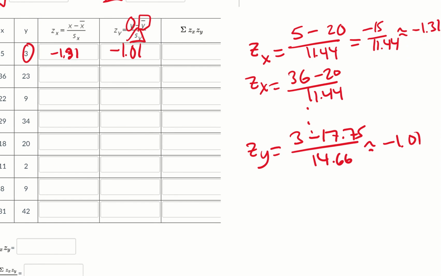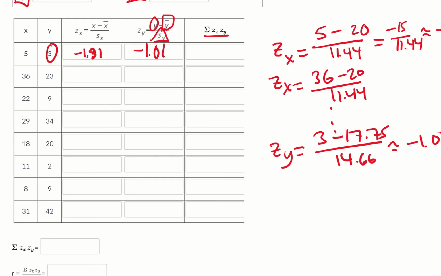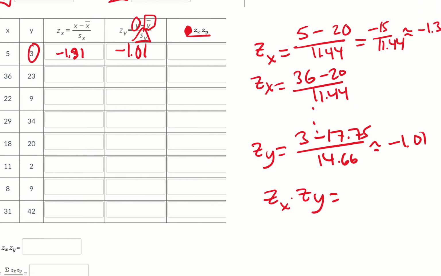And then for ZX, ZY, you just have to multiply. And this should not say a sigma here. This should just say ZX, ZY. So there shouldn't be a sigma there. So ZX times ZY, we just have to multiply these two numbers right here. Negative 1.31 times negative 1.01.